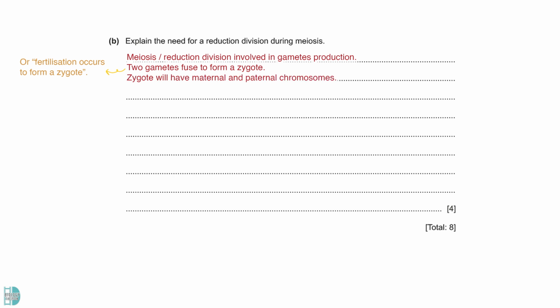This resulting zygote will have maternal and paternal chromosomes. So, the gametes must be haploid, consisting of only half the normal number of chromosomes. This will cause the zygote to restore the diploid number.